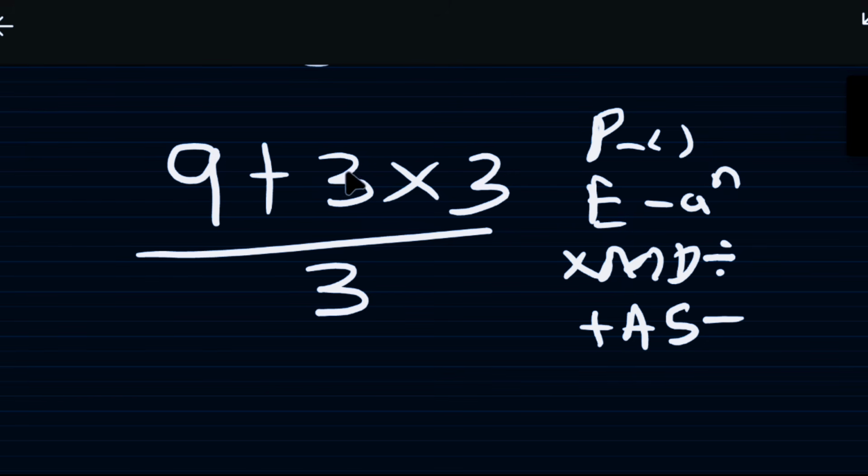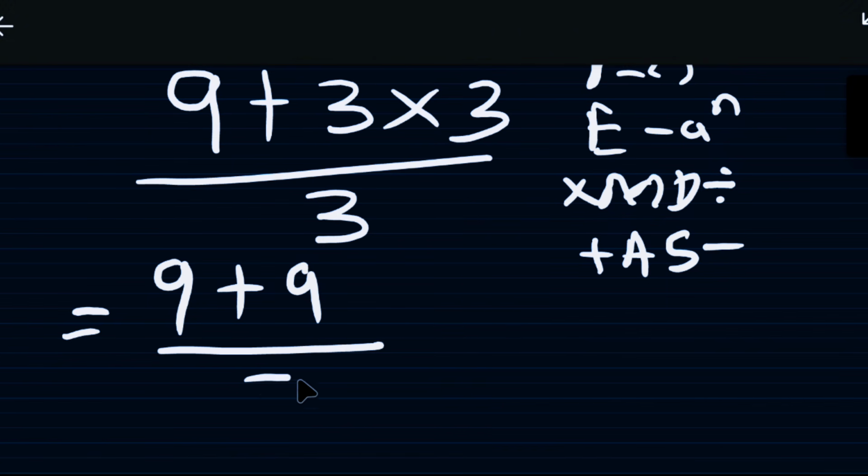So looking at our expression here, we have addition and we have multiplication. And according to the order of operation, multiplication is of higher priority to addition. So we have to multiply first before adding. So we have 9 plus 3 times 3 equals 9. And we'll divide everything by 3.